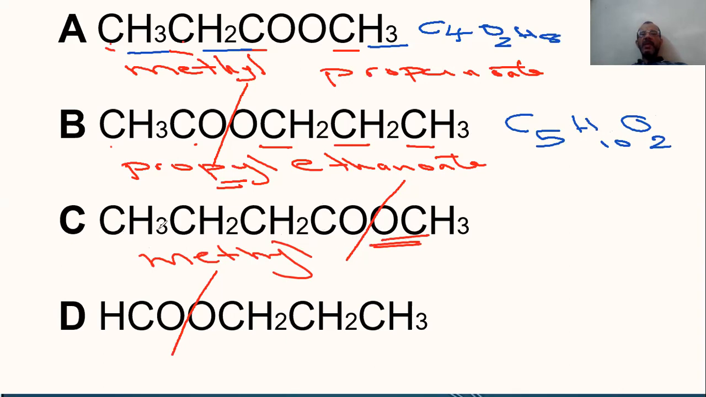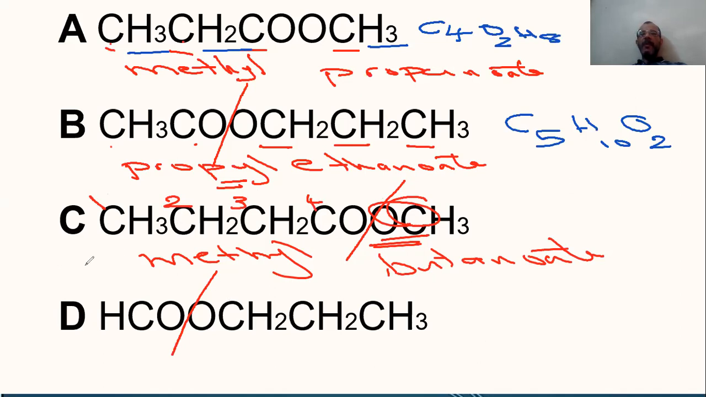And here 1, 2, 3, 4. 4, right? So it will be butane. Methyl butanoate, ester. Why methyl? 1 carbon atom. Why butane? 1, 2, 3, and 4. Methyl butanoate.